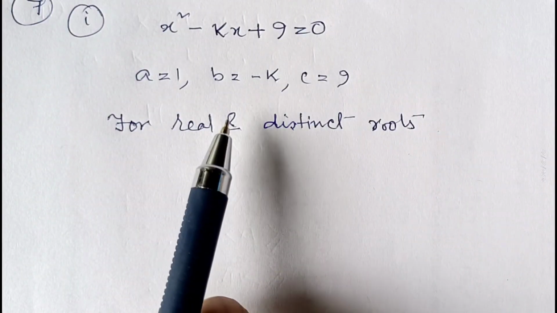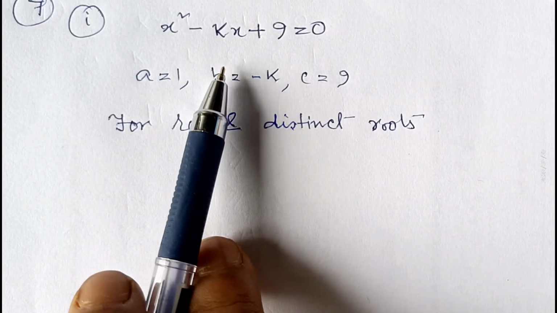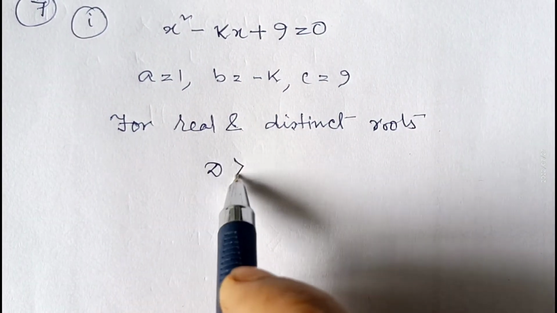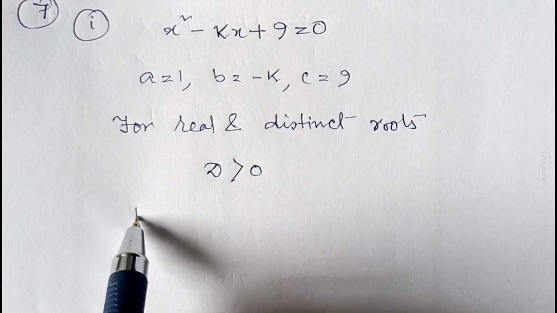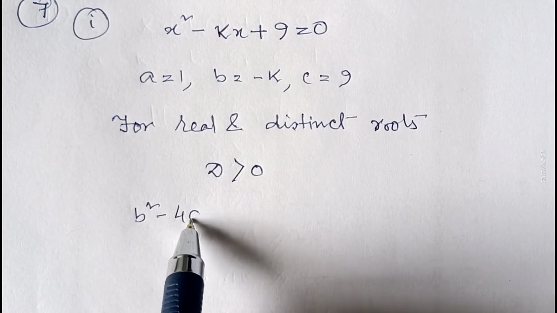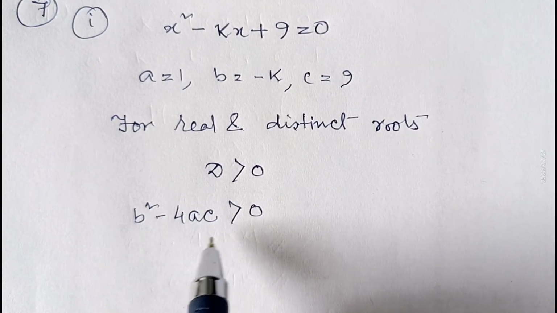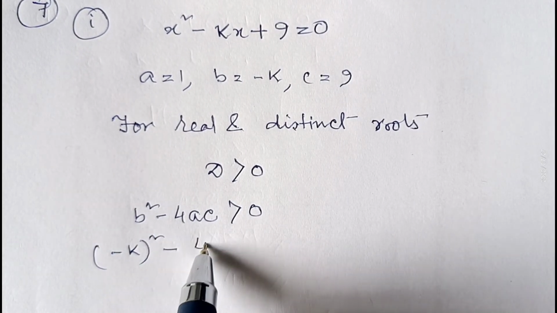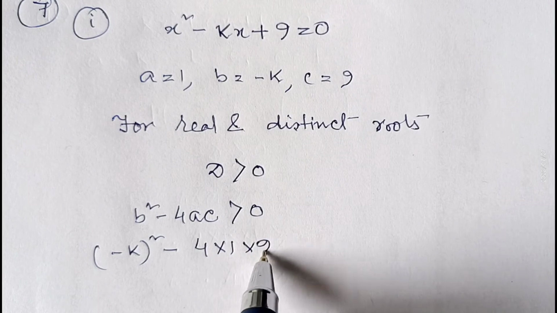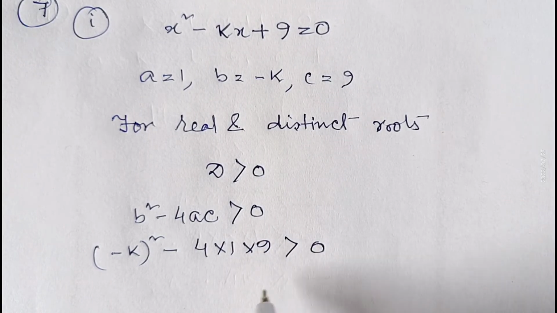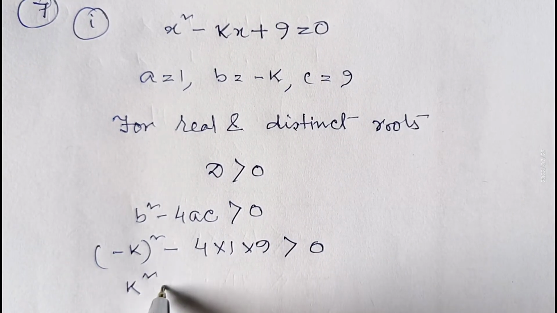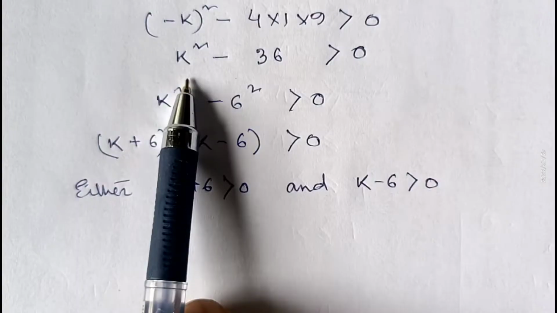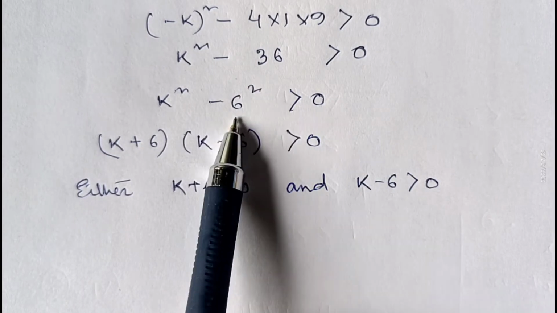In this question, we have to find the value of k for real and distinct roots. We know the condition for real and distinct roots is D greater than 0. Now D is b square minus 4ac greater than 0. So b square, that means (minus k) whole square, minus 4 into 1 into 9 greater than 0. Minus minus plus, k square minus 4 into 9, 36, greater than 0.